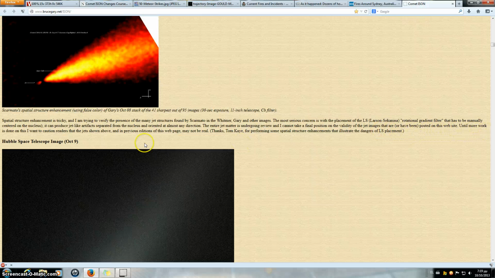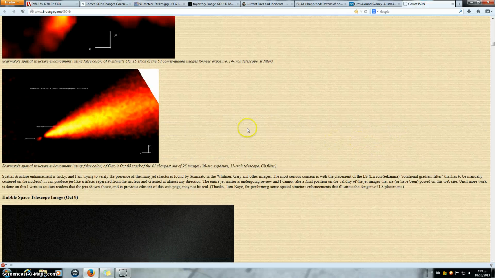Until more work is done on this, I want to caution readers that the jets shown above and in previous editions of this webpage may not be real. Thanks to Tom K for performing some spatial structure enhancements that illustrate the dangers of LS placement.